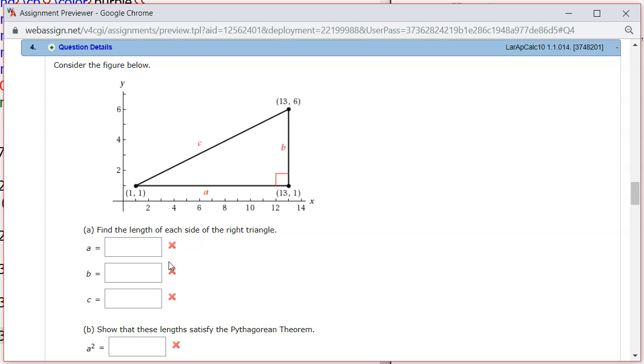Alright, let's look at homework 1.1, problem number 4. We have this right triangle and we want to find the length of ABC. So let's do that.